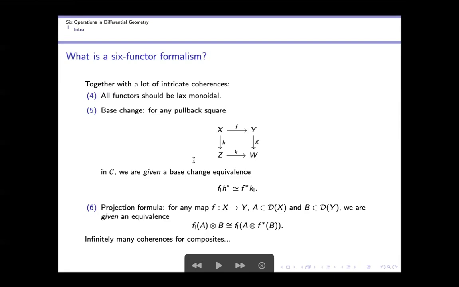So it's a higher, two-categorical piece of datum, and then maybe if you compose three pullback squares, there's a three-categorical homotopy that's mediating that all ways of composing are the same, and this just keeps going on forever because we're doing homotopy theory. We're dealing with higher categories.